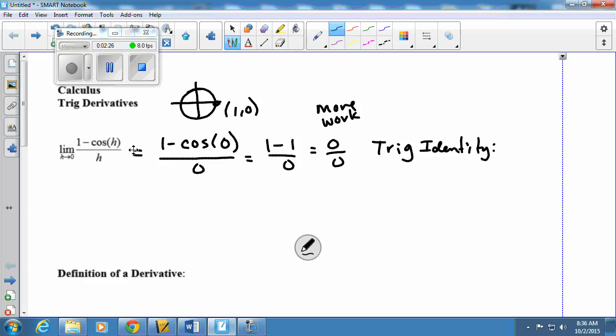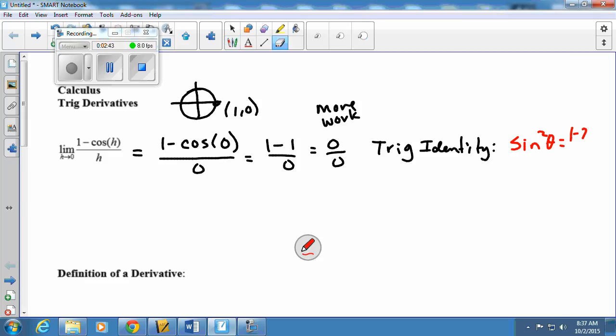Okay, do you see power reducing? So what does a power reducing say? Sine squared theta is equal to what? 1 minus cosine 2 theta all over 2. That's a power reducing. When you first learned it, we called it the double angle or the half angle because theta and 2 theta were half of each other. All right, so that looks similar.